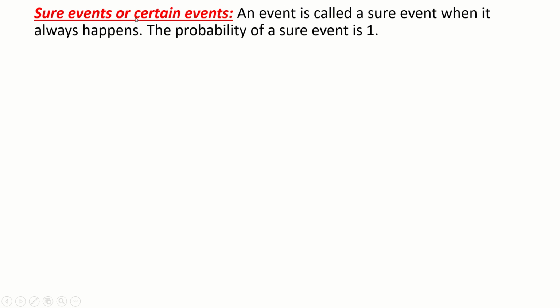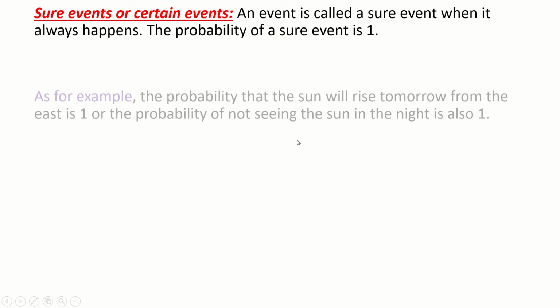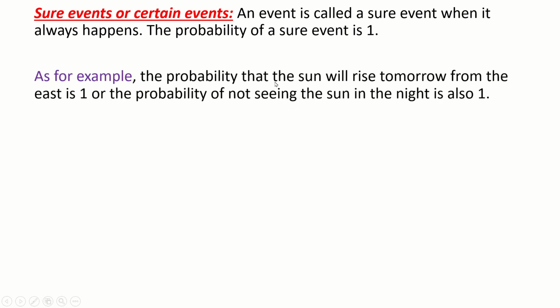Sure events or certain events. An event is called a sure event when it always happens. The probability of a sure event is 1. As for example, the probability that the sun will rise tomorrow from the east is 1, or the probability of not seeing the sun in the night is also 1. Not seeing, okay, but seeing is 0.